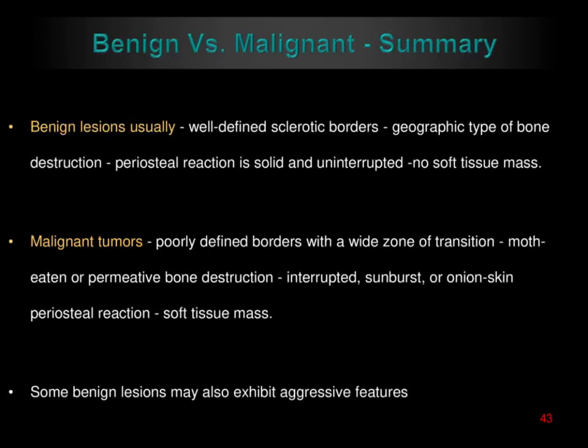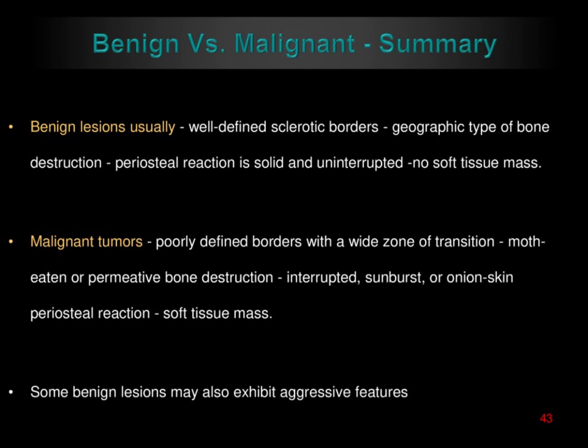Based on this, you may be able to decide whether you're dealing with a benign lesion or a malignant lesion. Benign lesions are usually well defined with sclerotic borders. They have a geographic type of bone destruction and display solid or uninterrupted periosteal reactions with no soft tissue extension. On the other hand, malignant tumors have poorly defined borders with a wide zone of transition. They may show a moth-eaten or permeative pattern of bone destruction with an interrupted sunburst or onion skin periosteal reaction, and a lot of them will show a soft tissue extension.